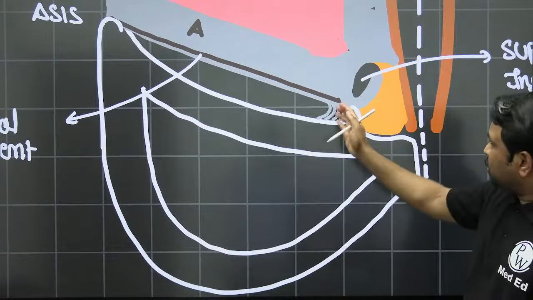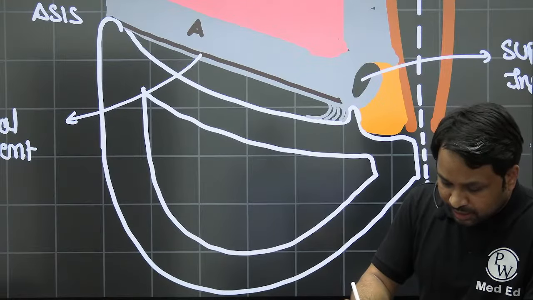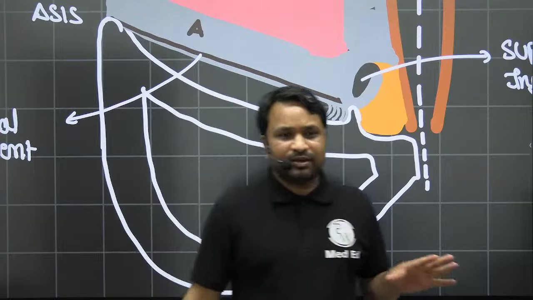So it just pulls across like this, and this pulling is what we call the lacunar ligament, and then it continues like this, and this is what we call Cooper's ligament. Bas naam hi badala hai aur kuch nahi kiya. Nothing they have done, just changed the name.